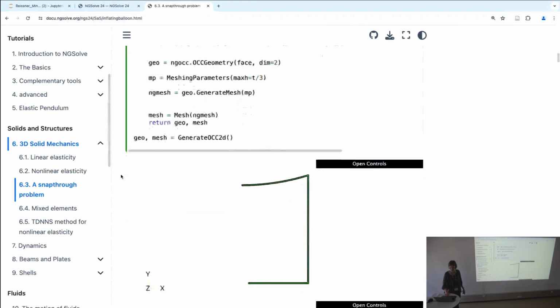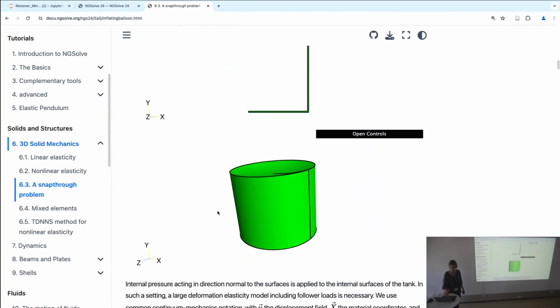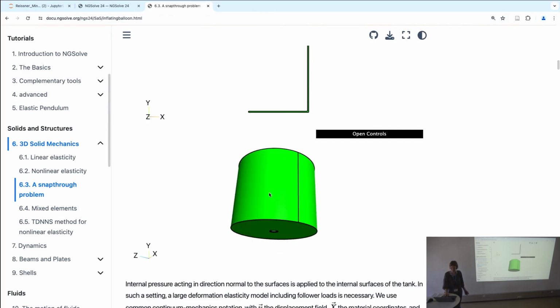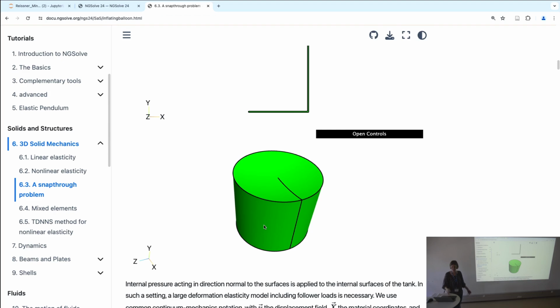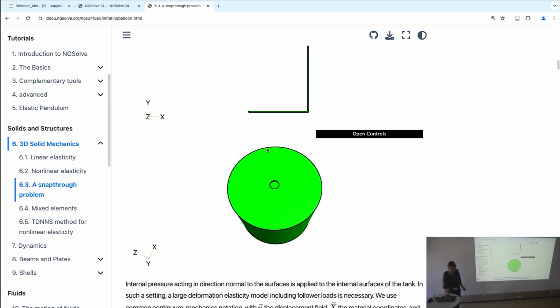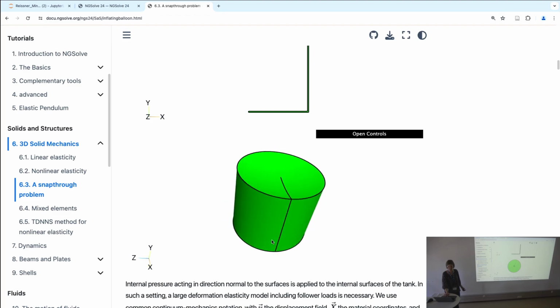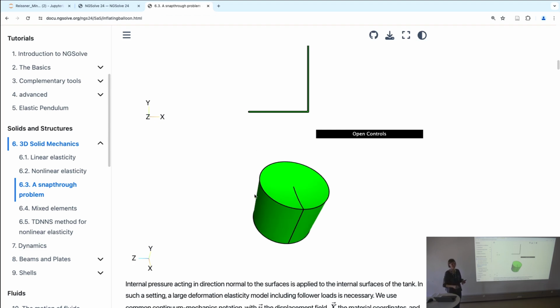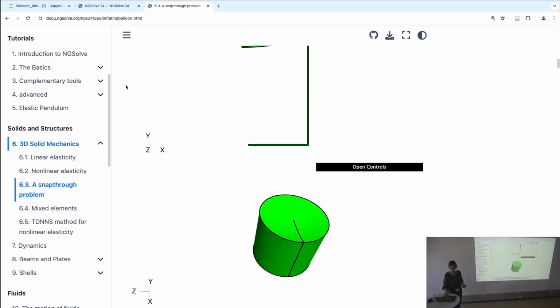So there is another problem. I will go over that very quickly. That was just to see how you can do some more advanced problem where the solution is not so easy. So that's like a balloon or something that is loaded from the inside by hydrostatic pressure. So there is a hole here, it's clamped. And if you put enough pressure, this part up here will snap through from a concave to a convex position. So there is some critical point during the loading.